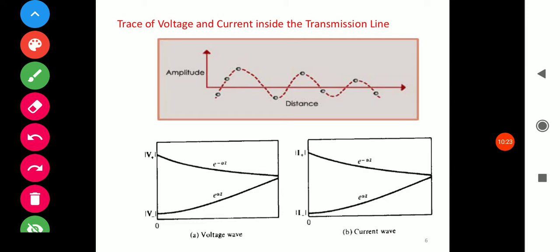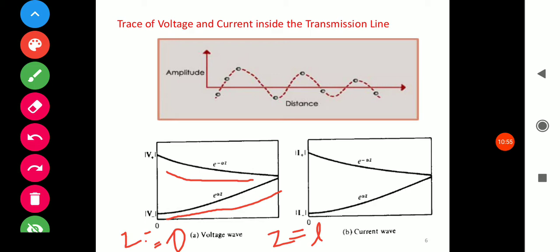So in terms of V plus and V minus, this is the Z equal to 0 point, and this is the Z equal to L point, that is the receiver side. V plus is slowly decreasing, and V minus from the receiving side is decreasing towards the generator side. So both are in the opposite way. That's how it is defined.